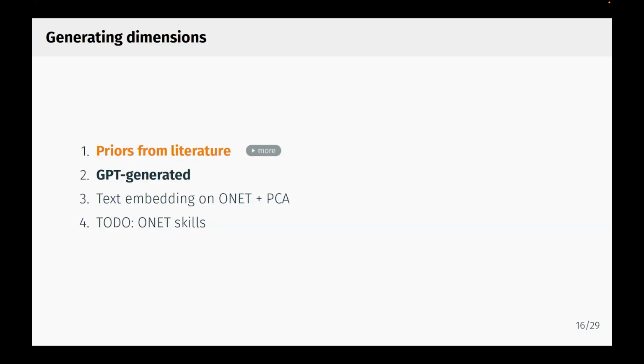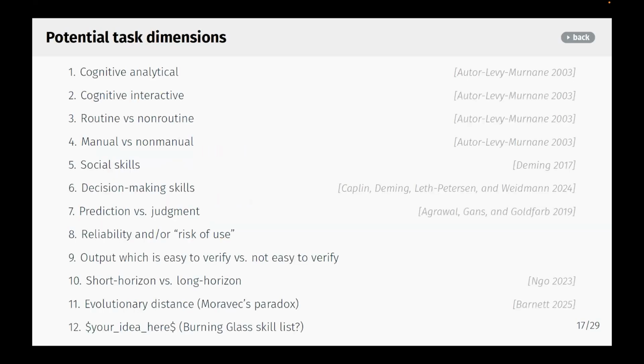A few other ways you could generate dimensions if you wanted it to be exhaustive. We've tried GPT generating dimensions, using prompts telling the model, come up with a mutually exclusive, collectively exhaustive set of dimensions. We've also tried doing PCA on O*NET. Today, we're just going to look at priors from the literature. Here are the ones that we graded all the tasks on. Some of them come from papers, some of them don't. I think these three are the most interesting, so for today, we'll focus on them.